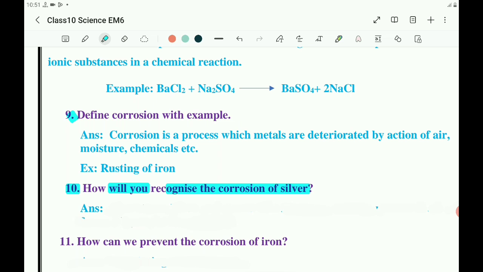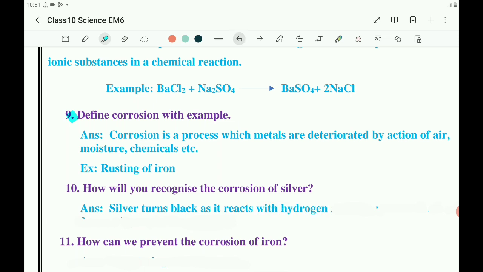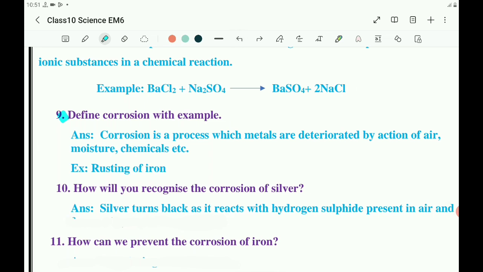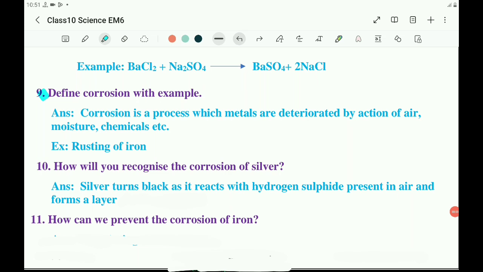So, let us write. Silver turns black as it reacts with hydrogen sulfide present in the air and forms a layer of silver sulfide. That is nothing but the corrosion of silver.